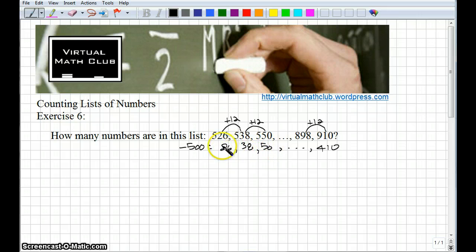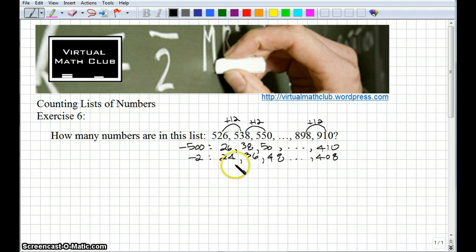But I can also see now that these are not divisible by 12. But I could make them divisible by 12 if I just subtract 2, because it looks like if I subtract 2, I get 24, and I know that's divisible by 12. So let's do that. Let's subtract 2, and we'll get 24, 36, 48, and all the way up to 408.